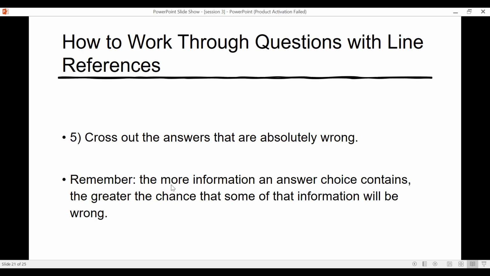And remember, the more information an answer choice contains, the greater the chance that some of that information will be wrong. Be careful with the long answer choices, because you need to make sure that every single aspect mentioned in the answer choice has a reference and evidence in the passage. Otherwise, it's going to be incorrect.